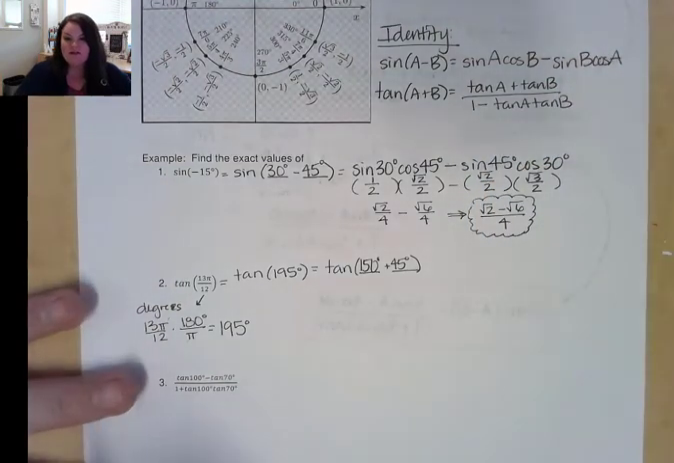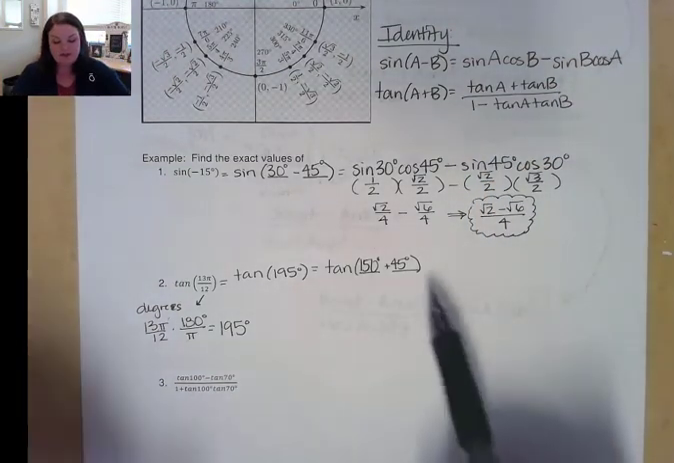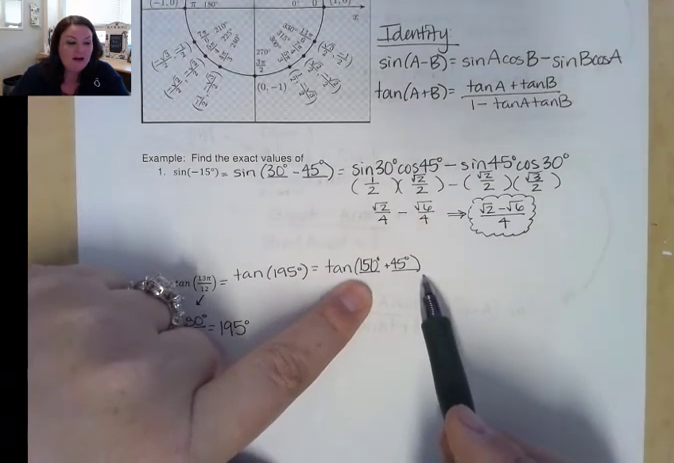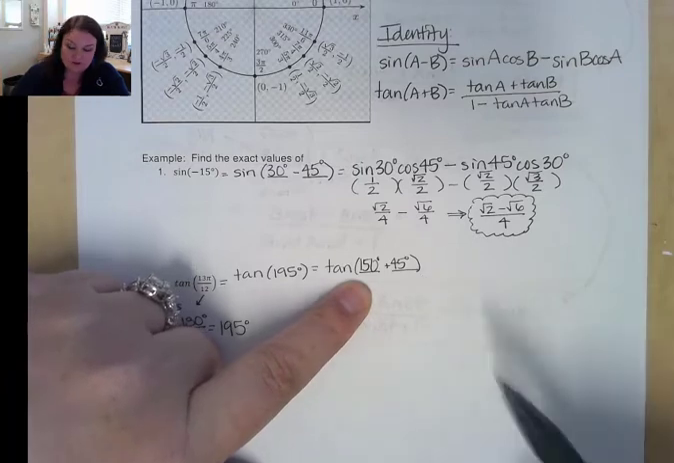So now that I have my formula, I'm going to go ahead and just plug the numbers that I have in so that I can figure out what their values are on the unit circle.